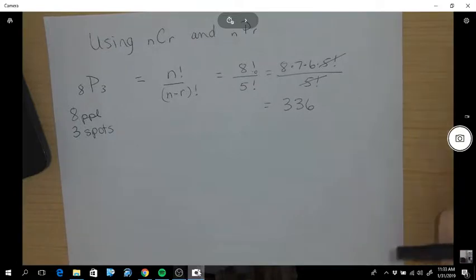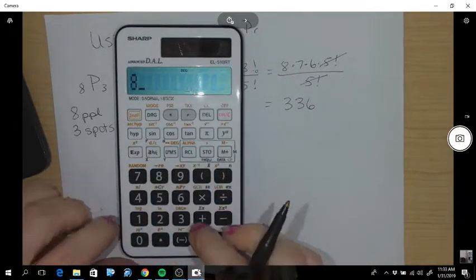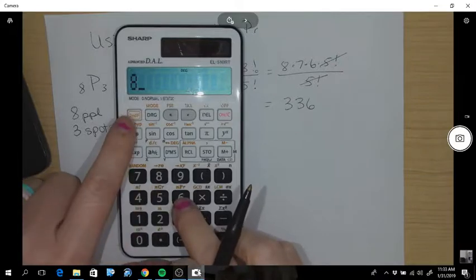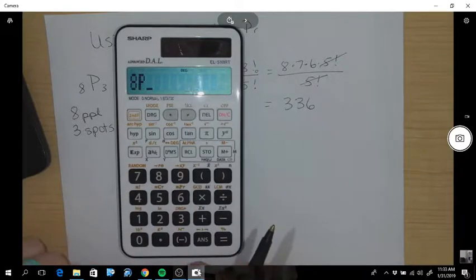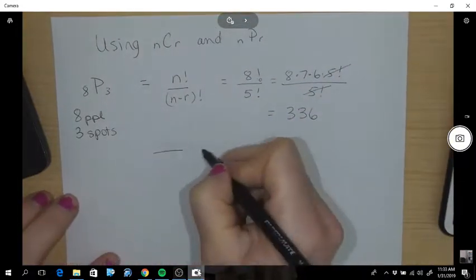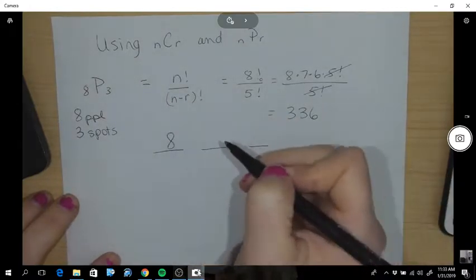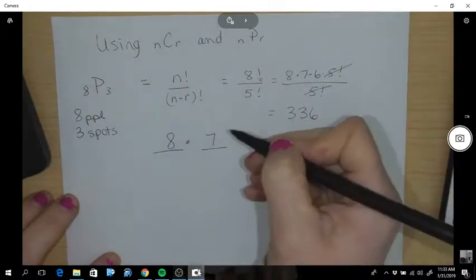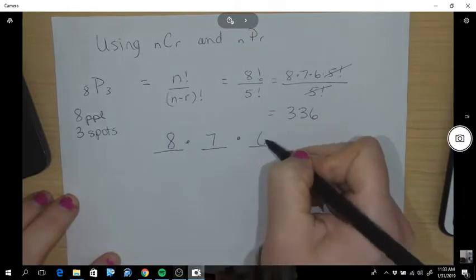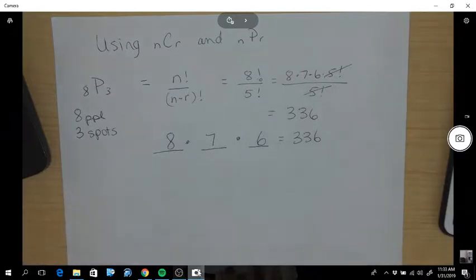Okay, so on your calculator, typing this in, you can go 8, and then you see over top of the 6, second function P, 3, and you get 336. So if we think about this, and here's your chairs, 3 chairs, you would have 8 people to choose from, and then on the second chair you'd have 7 choices, and then 6 choices. And that's the other way to think about it.